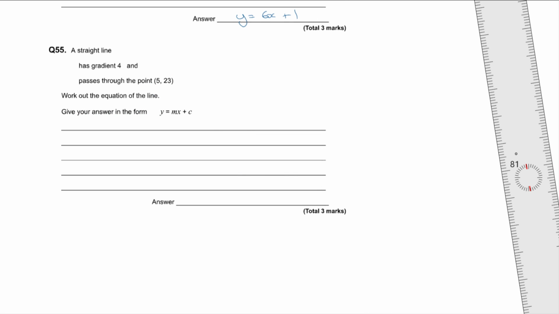Question 55, a straight line has gradient 4 and passes through the point (5, 23). Work out the equation of the line. Again, same thing, I've been given the gradient is 4, so I know that the 4 goes there. So I know it's of the form y = 4x + c. I just need to work out the value of c now, and I can do that from this coordinate that they give me, a point that it passes through.